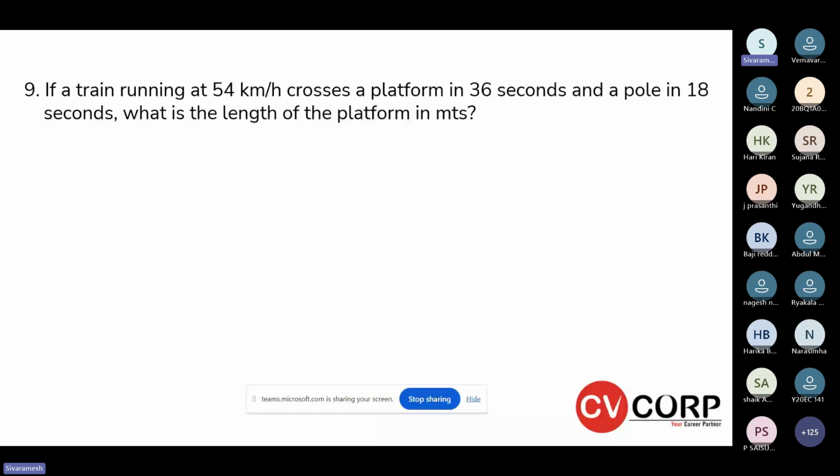Obviously, problems on trains are very important in the time, speed, distance concept. So let's try to understand. When you want to solve problems on trains, or problems on boats and streams, the first thing you should understand is the relation between time, speed and distance. We all know the basic terminology: speed is equal to distance by time. So based on this common logic, we are going to solve the question.